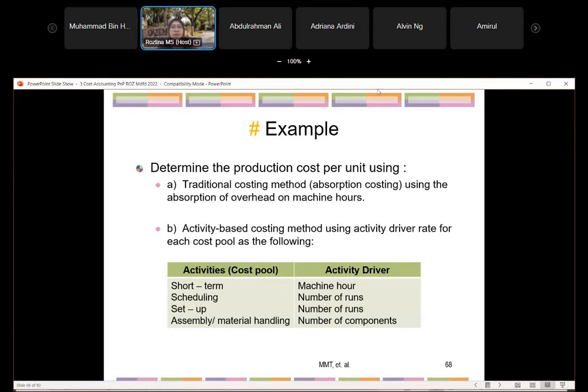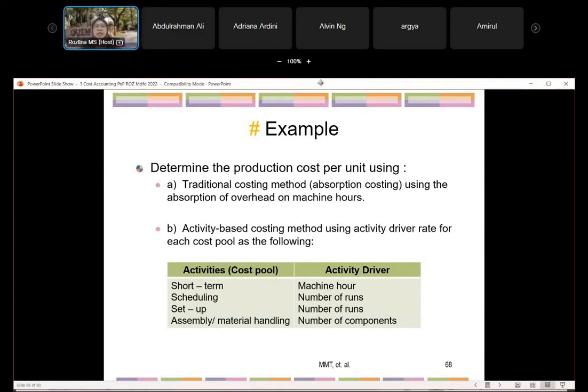Give me maybe 1 minute to set up my handphone. Any more questions while I set up?